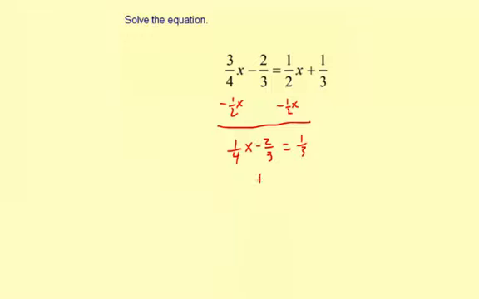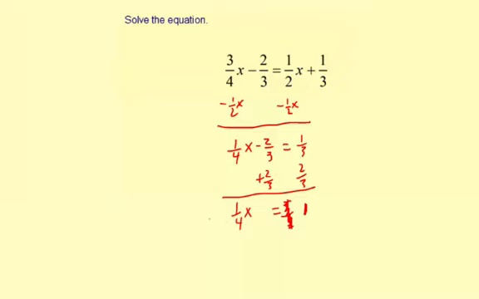So next I'm going to add 2/3 to both sides in an effort to get the variable term by itself. So 1/4 x, and then negative 2/3 plus 2/3 is 0, so there's nothing else on the left. On the right, 1/3 plus 2/3 is 3/3, or we could just write 1. Okay, so we have 1/4 x equals 1.